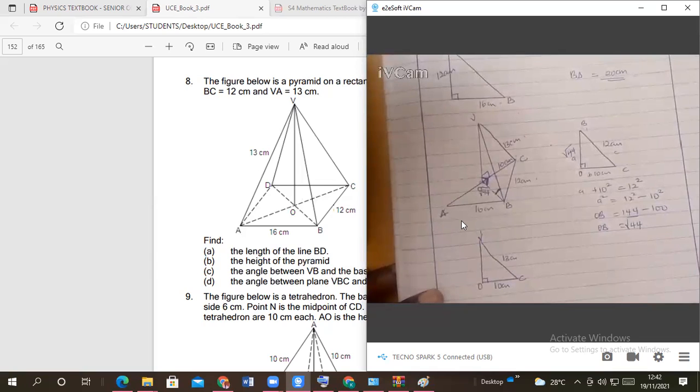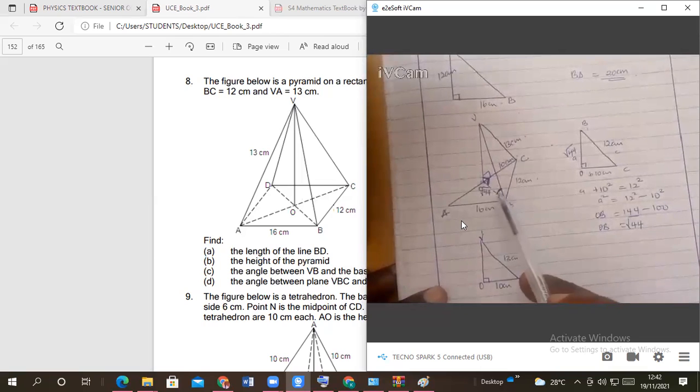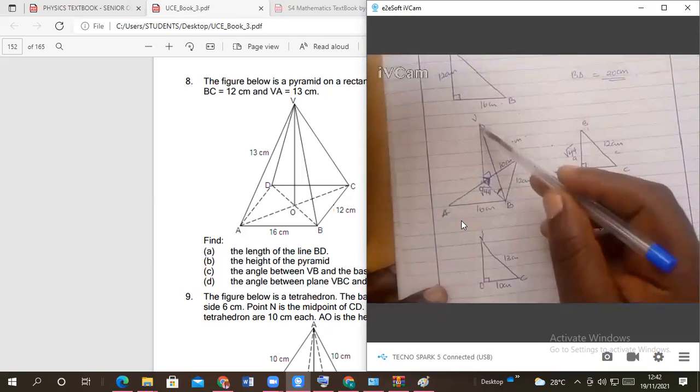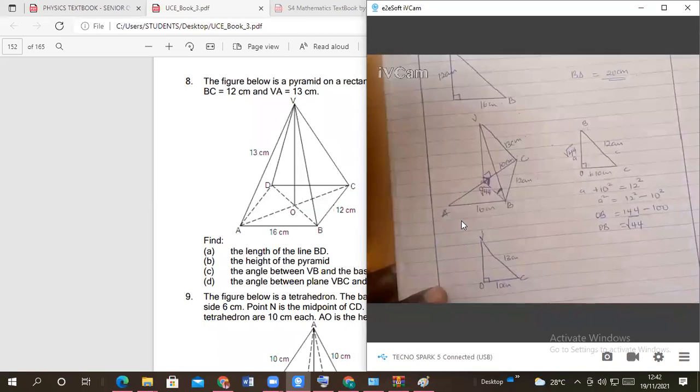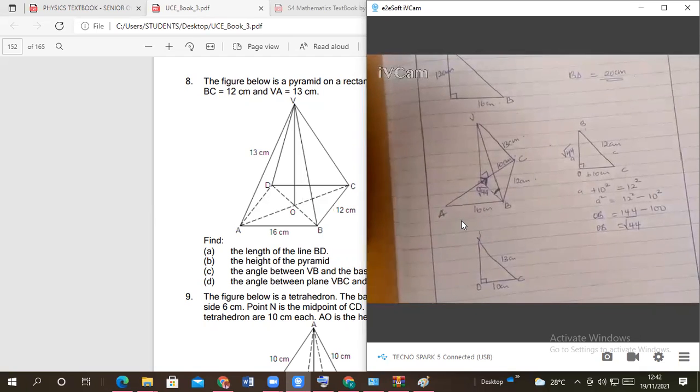So from there, she went ahead and now was finding the angle, and that's why she was finding this distance here, such that after finding this distance and she has the height, now she can find the angle, which is here. So that's how the question is supposed to be done. Have you understood? If you have not, you can tell me.